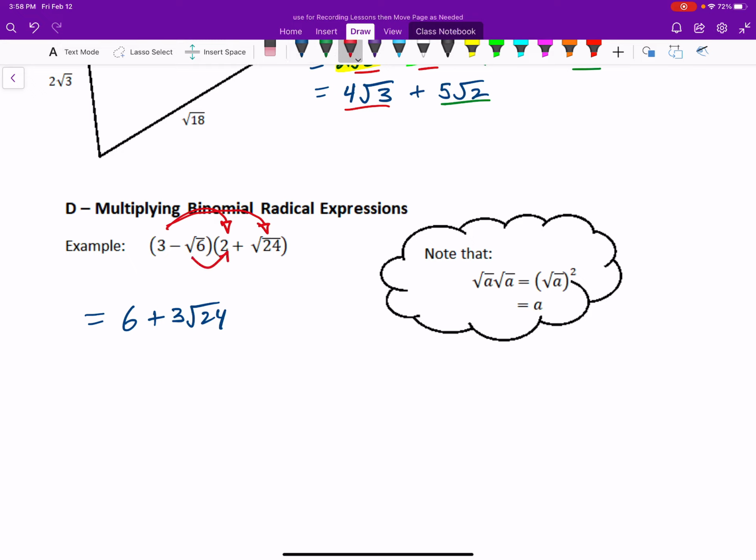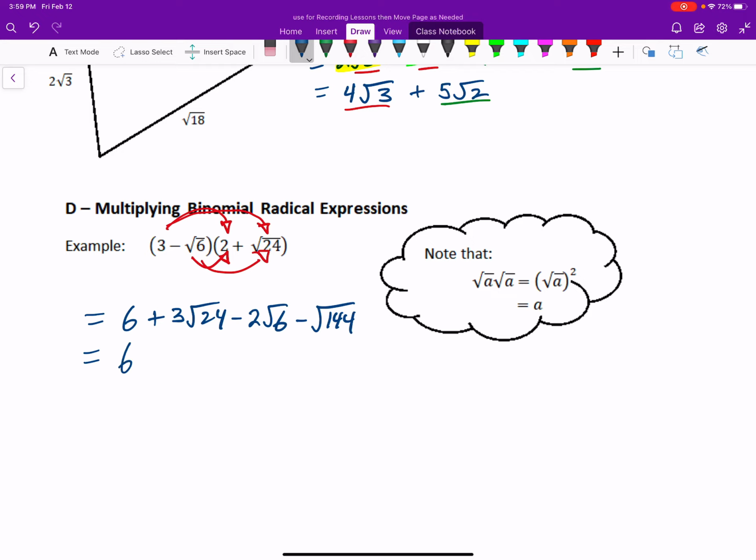Now I'm going to do the negative root 6 times the 2, and that would be negative 2 root 6 if I put the whole number out front. And then finally I get the negative 1 root 144. So I skipped ahead a bit, and sorry for going out of order there, but there are 4 multiplications. In the end, the order that I do them in doesn't matter, but that's the order that we would follow for FOIL. Now I'm going to simplify any radicals I can.